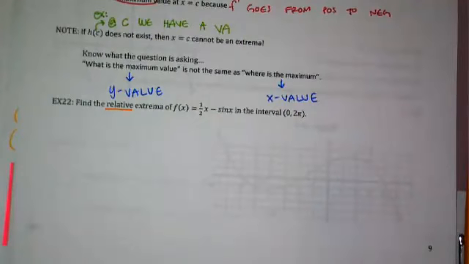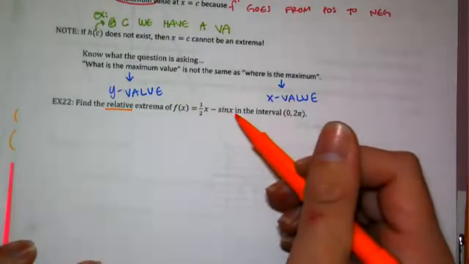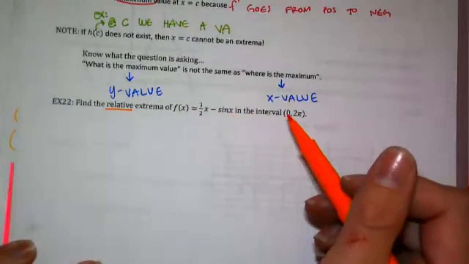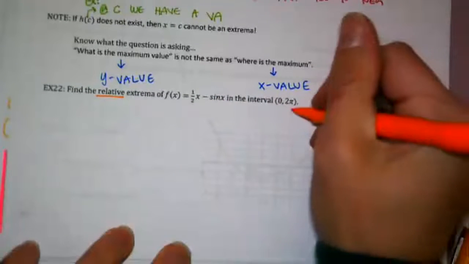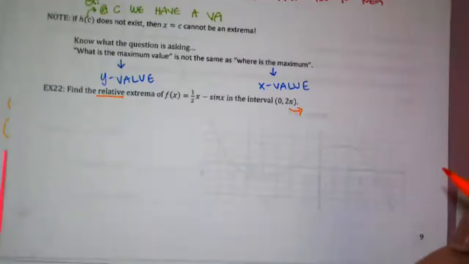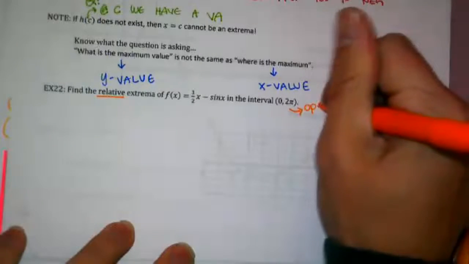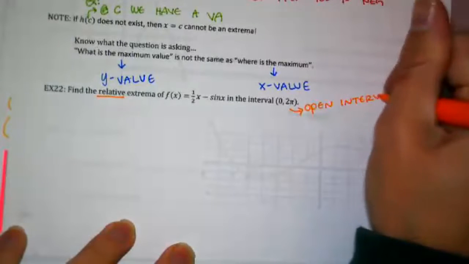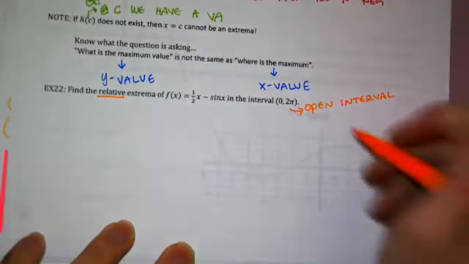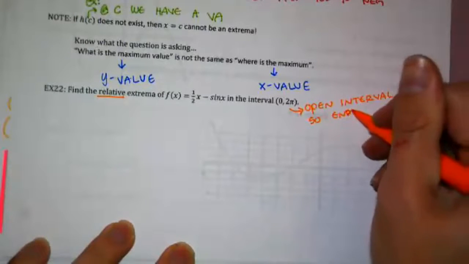All right, so find the relative extrema. f of x equals 1/2 x minus sine x on the interval from 0 to 2 pi. Now notice we have parentheses. So is this a closed interval? No, this is an open interval, so your endpoints don't matter and are not extrema. So those points right there aren't.